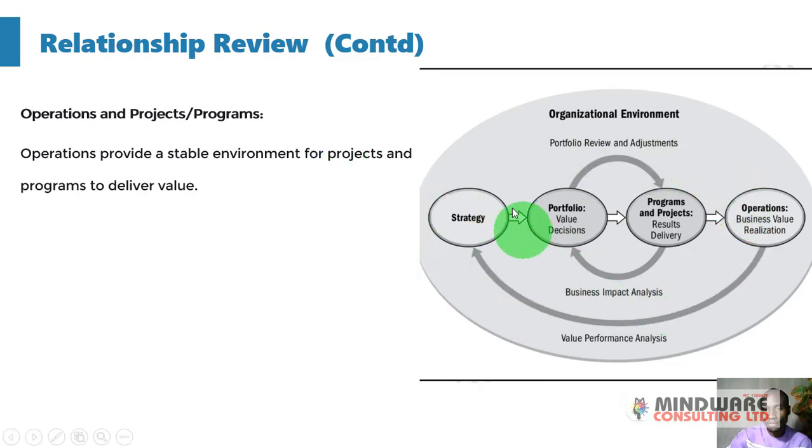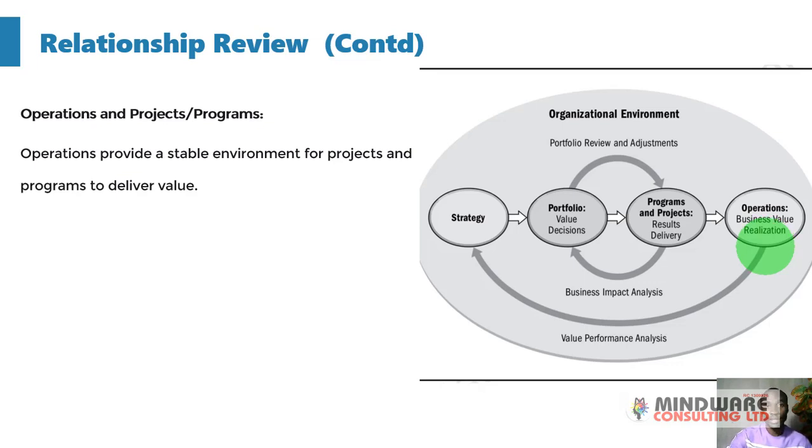Now let's look at this diagram. You have the organizational strategy, and then you have portfolio value decisions, programs and project result delivery, and then operations, business value realization. So what's the relationship here? You have these ones leading to this. Operations actually deliver the business value. Let's say, for example, the previous example we looked at, which is making the organization more customer centric, delivering a better customer experience, making the customer service more wow. That's a business value. You want to turn leads into customers and customers into fans, not just fans, but raving fans.